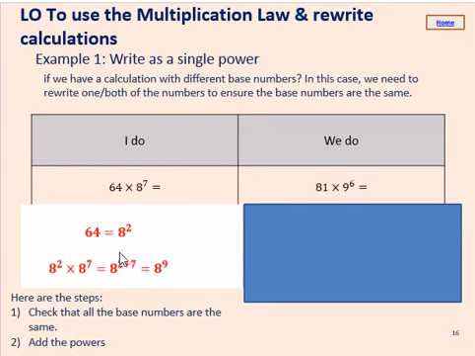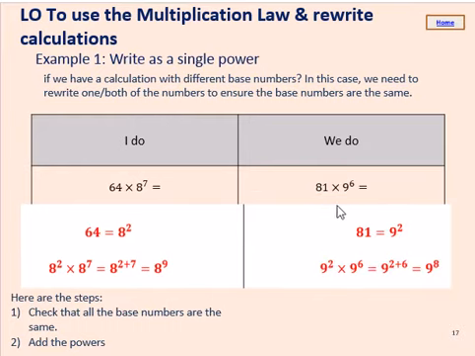Please pause the video here and copy down the I do, and then try the we do for yourselves, looking at this 81 and seeing what you can spot with regards to 9. Okay, so if you've had a go at that, you should have spotted that 81 is equal to 9 squared. So we can rewrite this calculation with 9 squared in place of 81. That leaves us with 9 squared times 9 to the power 6, which we know is equal to 9 to the power of 2 plus 6, which is 9 to the power of 8.